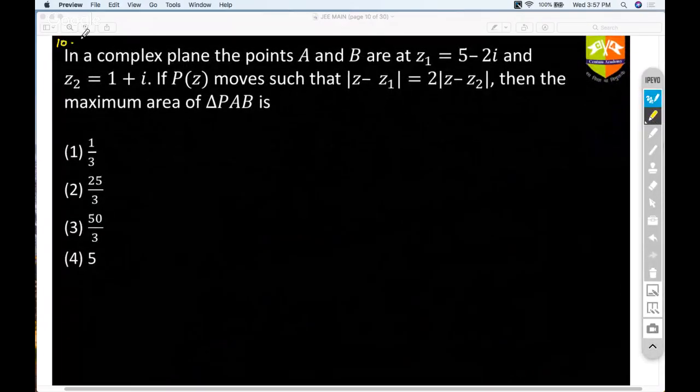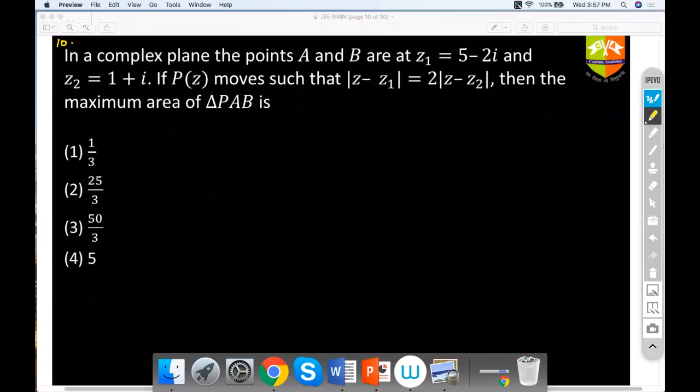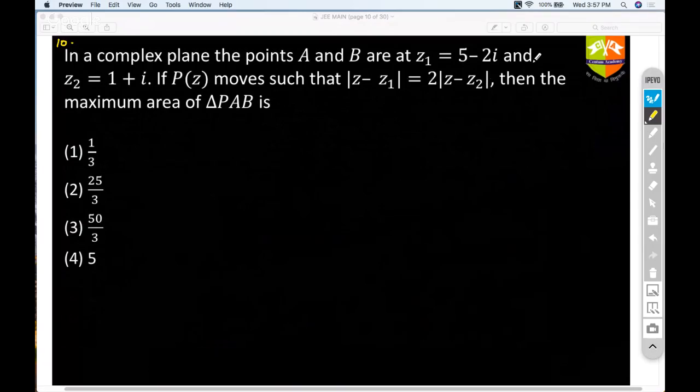Question number 10. In a complex plane, the points A and B are at Z1 and Z2. And there's a point P which moves in such a way that mod of Z minus Z1 is twice mod of Z minus Z2. Then the maximum area of PAB.